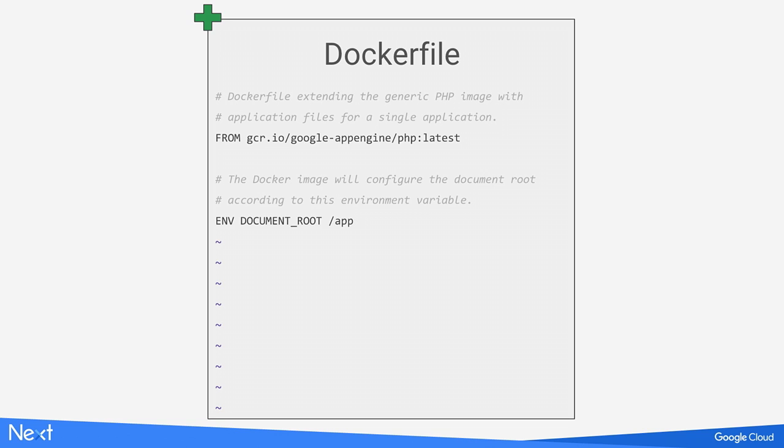This is what a Dockerfile looks like. This is the one I use in this app. It's incredibly basic. All it does is say we're using the PHP base image, the Google App Engine PHP base image. So there it is. And then your application is going to be installed in the app directory. That's what got generated.